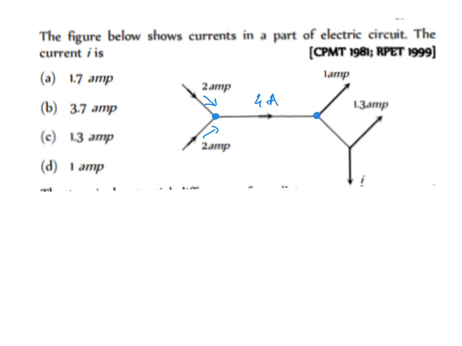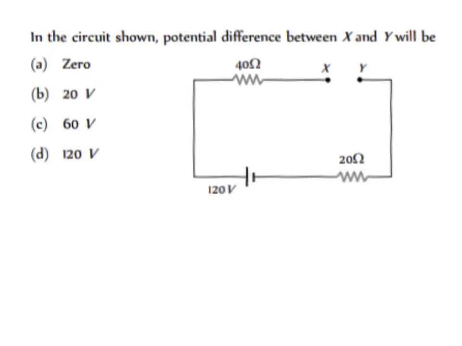Now again here is a junction. Here 1 ampere is going out, and here how much must it be? 4 minus 1 is 3 ampere current flowing like this. Again it is a node here. 1.3 ampere current is going like this. So 3 minus 1.3 is going to be how much? 1.7 ampere current. So that's the reason why option A is the right answer. 1.7 ampere current is flowing. Go to the next problem.